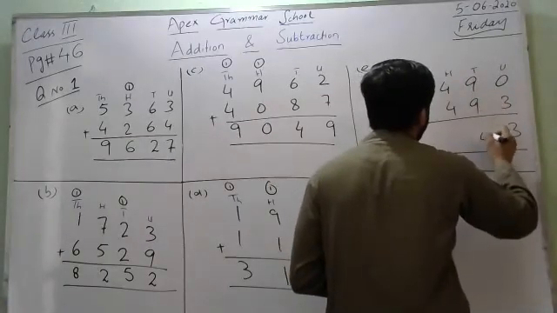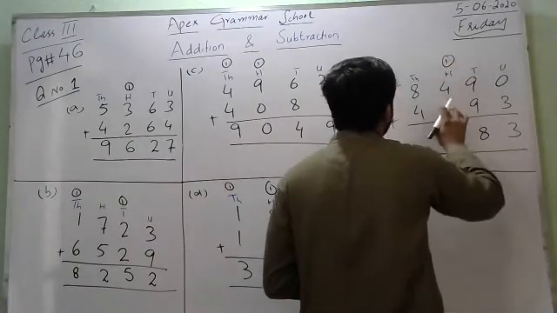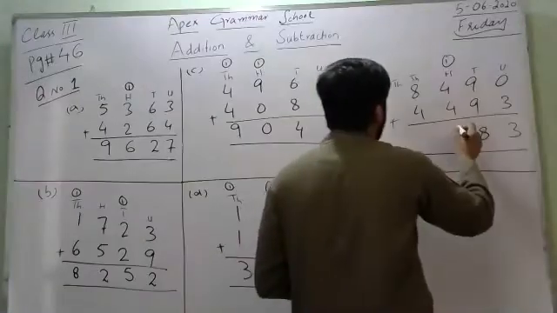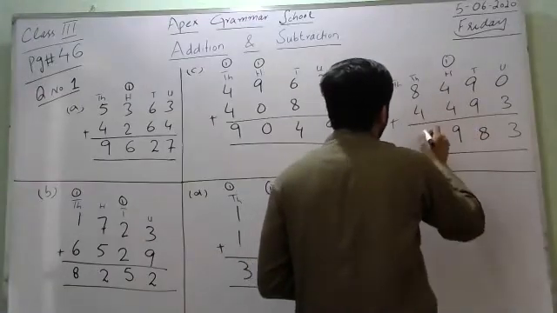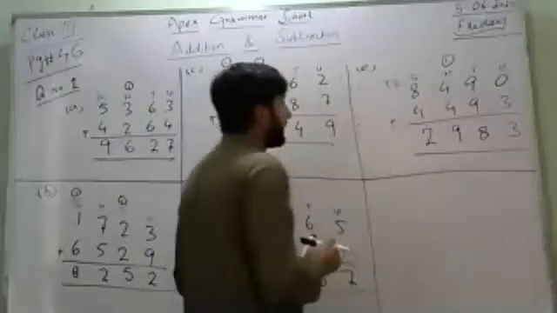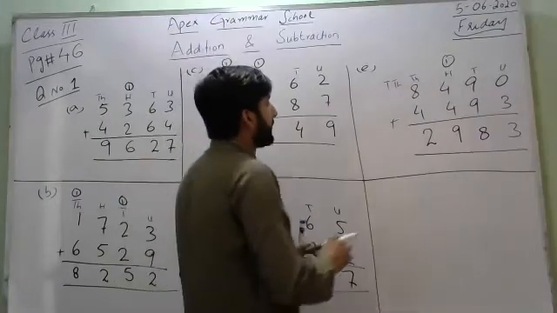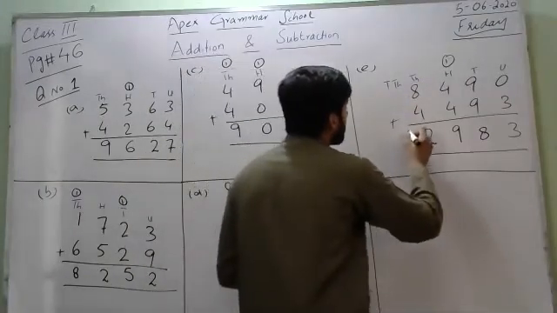9 plus 9, 18. 8, 1 carry. 4 plus 4, 8. 8 plus 1, 9. 8 plus 4, 12. 2 here. But in the previous we had to send carry, but there is no next number, so we will write 12 complete here.